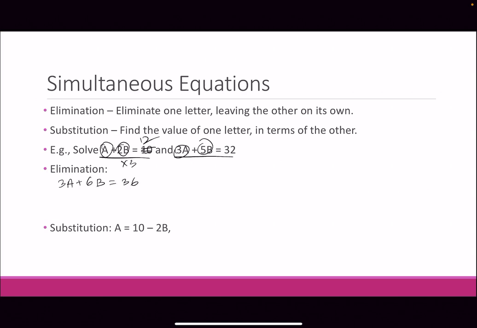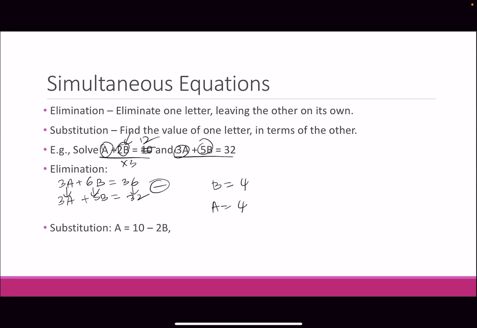And now I can use it together with this second equation because they're similar. And so I'm going to subtract these two equations together. So 3a minus 3a is 0, 6b minus 5b is just b, and then 36 minus 32 is 4. And then using b equals 4, I can just sub it back in here. So 2 times 4 is 8. So a plus 8 equals 12. So a equals 4 as well. Happy days.